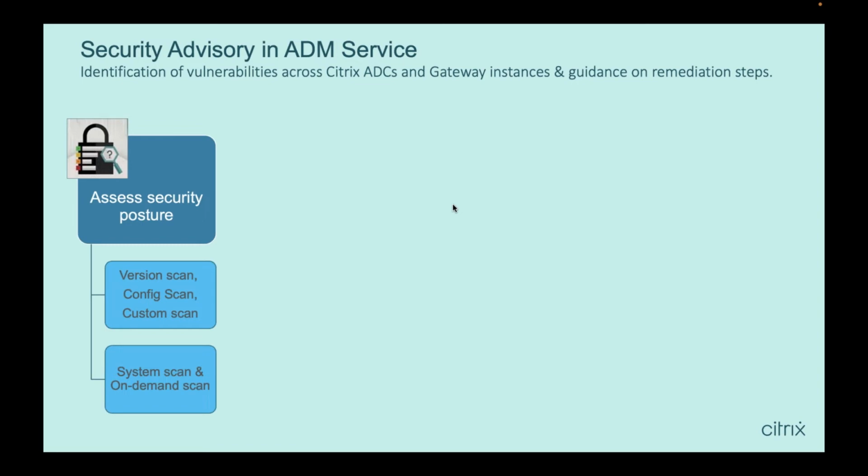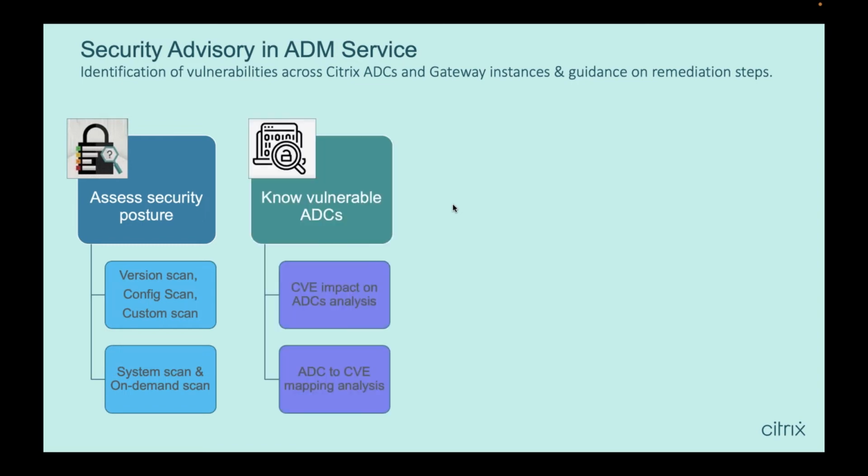The result of the scan is shown in the form of impacted CVEs. So after the scan is run, you will see how many CVEs are impacting your ADC instances. We also give a reverse mapping in which we show you all the impacted ADC, and against each ADC, we highlight which all CVEs are impacting that particular ADC. This would be clearer when I give you the demo.